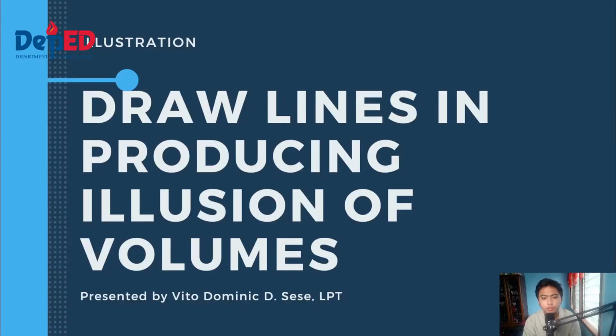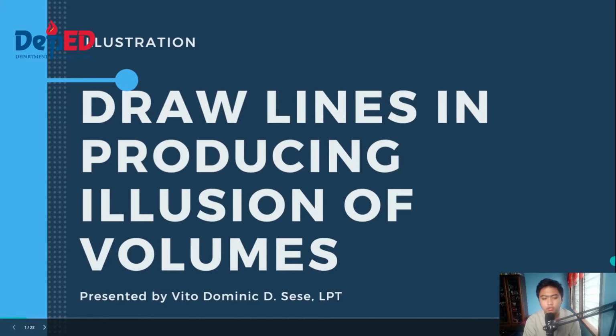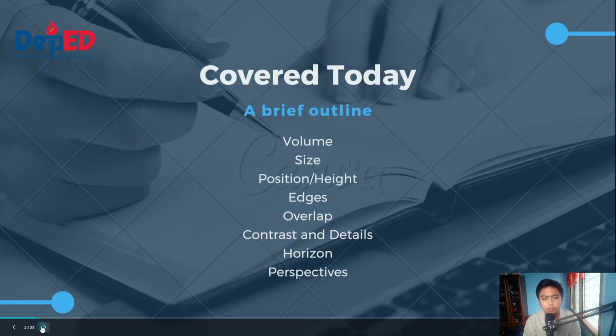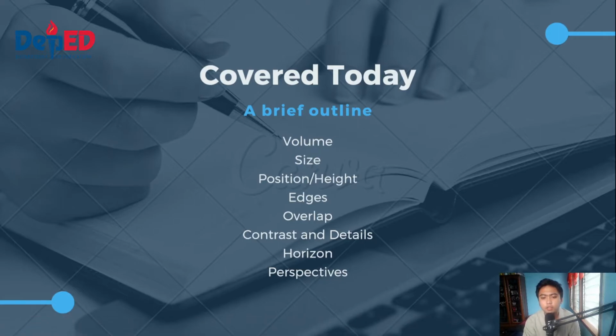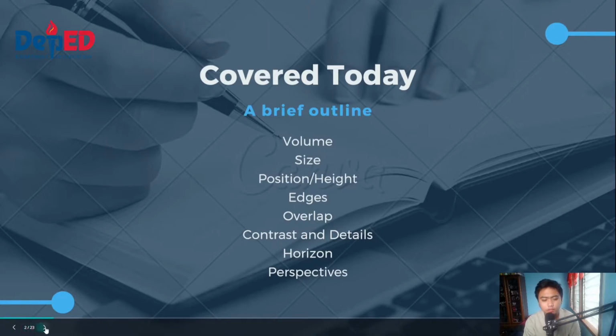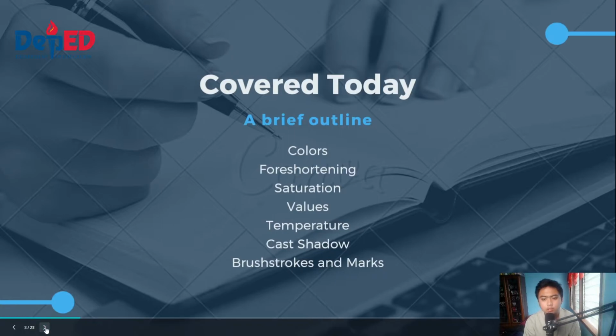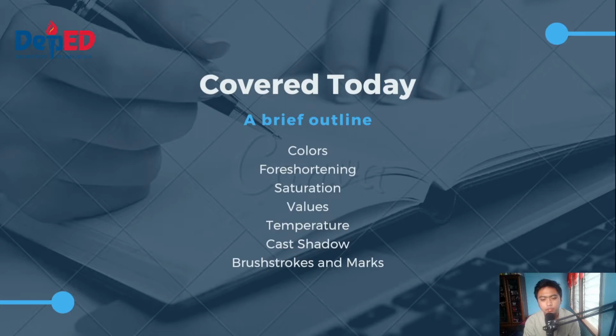So our topic for today is drawing lines in producing illusions of volumes. We talked about illusions last meeting, so we'll continue with the lesson. Today we're going to discuss volume, size, position or height, edges, overlap, contrast and details, horizon, perspective, colors, foreshortening, saturation, values, temperature, cast shadow, and brush strokes and marks.